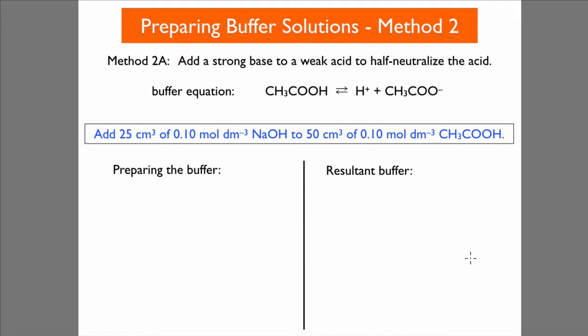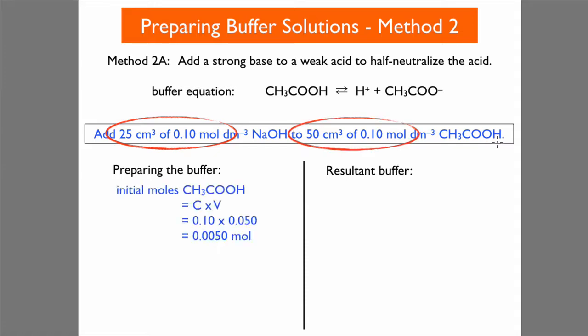If we add 25 centimeters cubed of 0.1 molar sodium hydroxide, the strong base, to 50 centimeters cubed of 0.1 molar ethanoic acid, you can see straight away that we're using half the amount of sodium hydroxide as we are ethanoic acid, because these have the same molarity. So the initial moles of ethanoic acid, we can just use C times V. We've got 0.1 molar times 0.05 decimeters cubed to find how many moles we've got of the ethanoic acid.